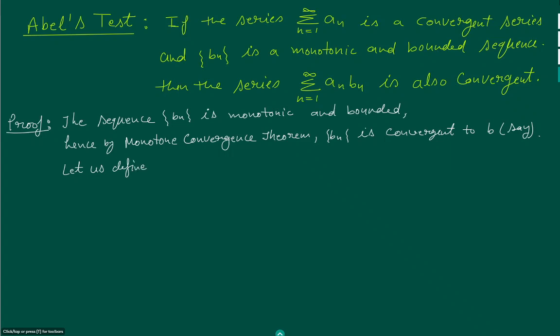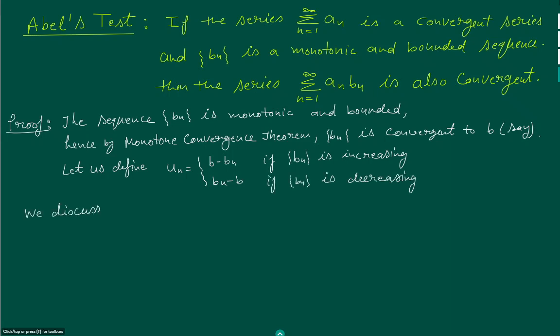Let's define Un like this. Un is B minus Bn if Bn is an increasing sequence. And if Bn is a decreasing sequence, then we define Un to be Bn minus B. So Un is B minus Bn if Bn is increasing, and Un is Bn minus B if Bn is decreasing. Now we discuss two cases.